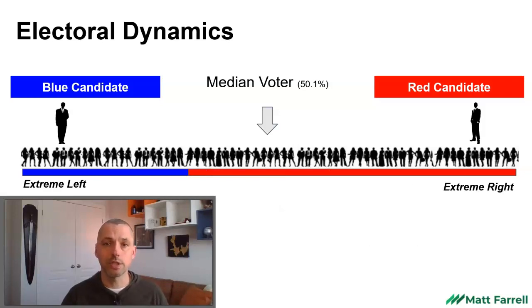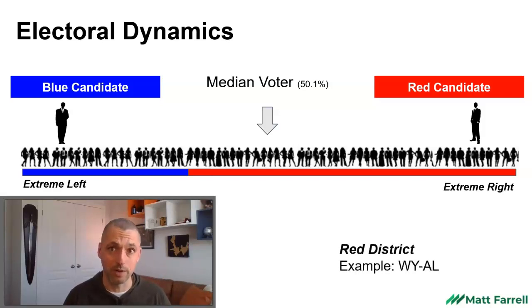Now, not all voters look like that. Not all districts look like this. In this particular district, you can see there are a lot more red voters than there are blue voters. And you can see the median voter is easily captured by the red candidate. This is sometimes called a red district, where there are a lot of Republican voters. An example might be the Wyoming at-large district, once held by Liz Cheney. Very easy for the Republicans to win this one.